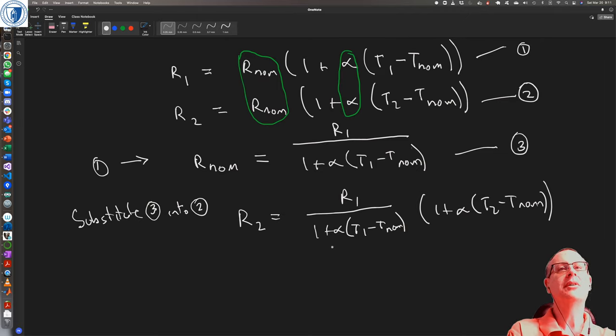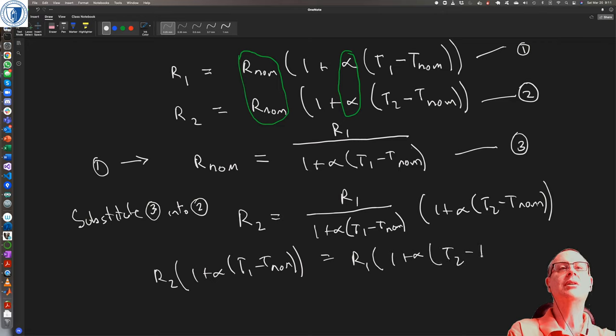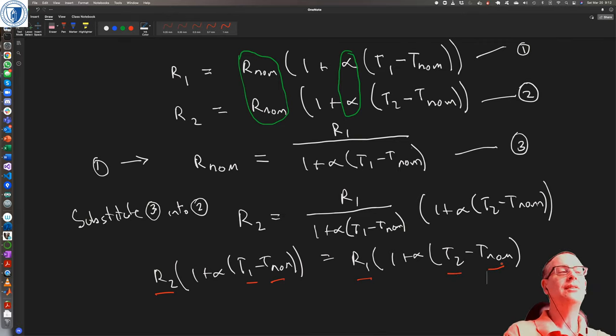Now we can multiply both sides by 1 plus alpha times T1 minus T0, and we get R2 times 1 plus alpha times T1 minus T0 equals R1 times 1 plus alpha times T2 minus T0. Right? Now, I've stated the question in general terms, but the aim for when you solve this numerically is you've got a value for R2, you've got a value for T1, you've got a value for TNOM, you've got a value for R1, you've got a value for T2, you've got a value for TNOM. So the only unknown in this equation is alpha. Right. So you should be able to multiply this out once you're given the values of R1, R2, T1, and T2. You should know TNOM is 21 degrees Celsius.